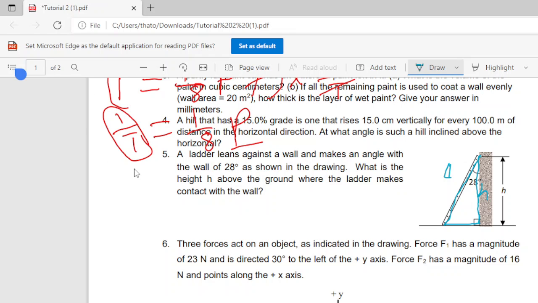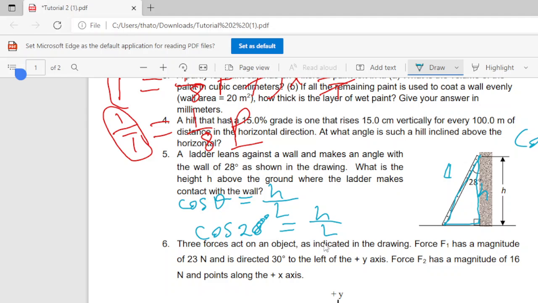So now we're gonna write the trigonometric ratio that involves the adjacent of the angle and the hypotenuse, the slant height. So that is a cos. We're gonna have the cosine of theta equals your height over your hypotenuse, which is the ladder. Now the cos of 28 degrees equals your height divided by the ladder, like this.